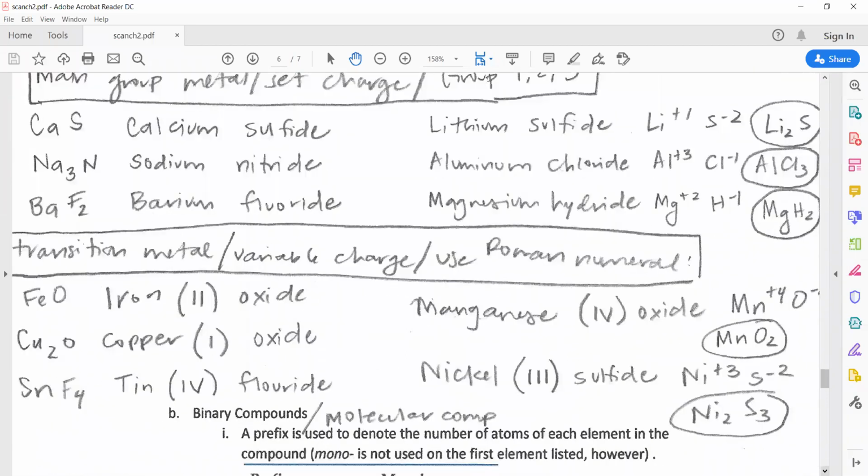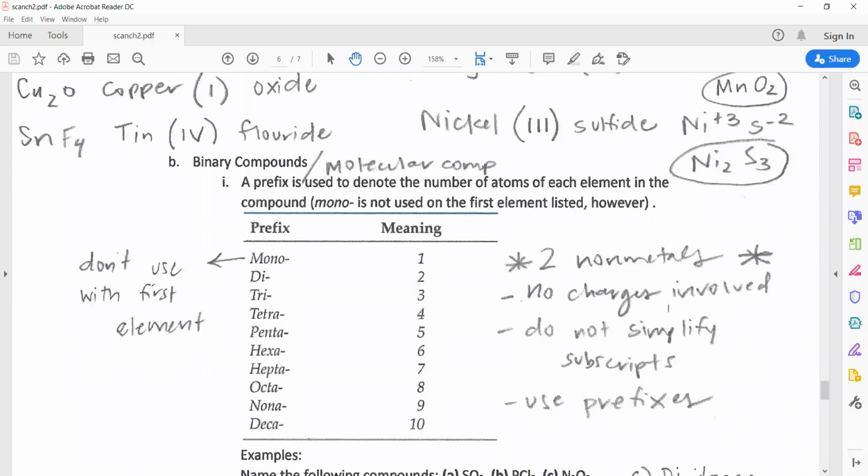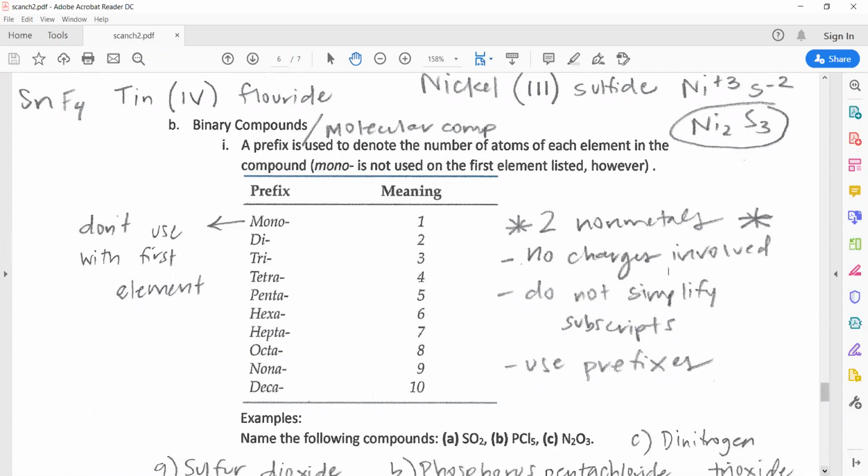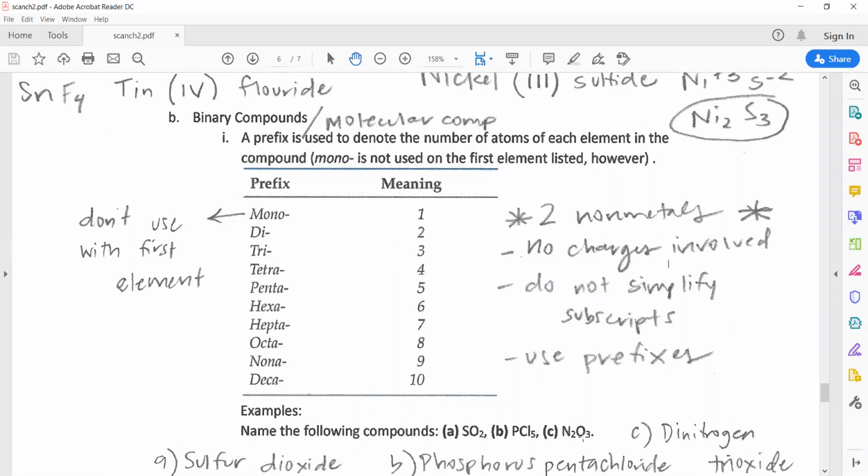Okay, for binary compounds, which I generally call molecular compounds, the way that you're going to know that you're one of these is that you're starting with a non-metal. So it's two non-metals put together. You can see a few examples listed right down here. SO2, PCl5, N2O3. Remember the non-metals are on the right side of the periodic table? So it's just two of these atoms put together in some ratio. These work very differently because they do not have any charges involved. There's no flip-flopping, there's no simplifying. You just take them as they are and you use prefixes. This is the only time you use prefixes.